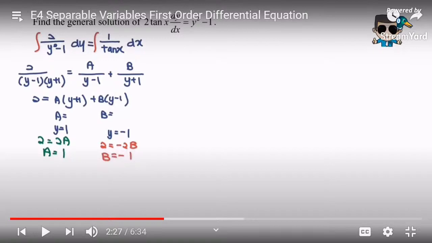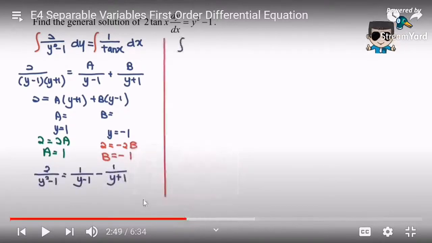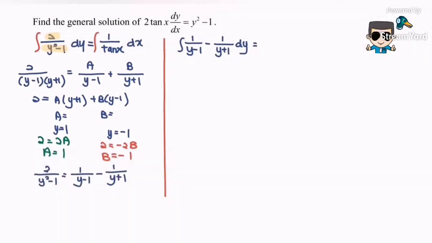Seterusnya kita akan substitute value A dan B ke dalam situasi ini. Okay, akhirnya kita akan dapat inilah. Integrate. Ini situasi kita. Maksudnya di sini kita hanya guna integration technique by partial fraction. Kita hanya simplify. Kita belum lagi integrate. Teruskan. 1 over tangent, and we will have integrate cos x over sin x with respect to x.